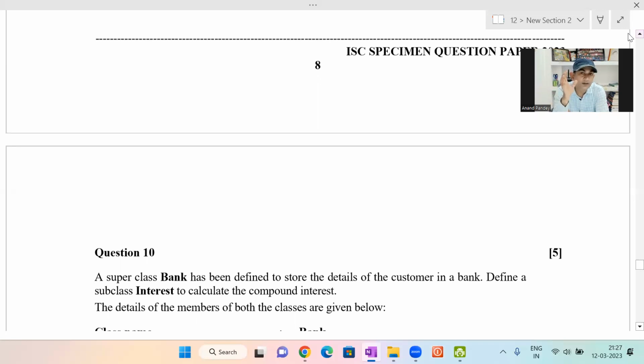Prepare all the circuits: half adder, full adder, encoders. In encoders, you have to prepare decimal to binary and octal to binary, especially these 2, and sometimes hexadecimal to binary. And in decoders, you have to prepare 2 cross 4 and 3 cross 8 decoders, and the multiplexer. Please prepare these things.